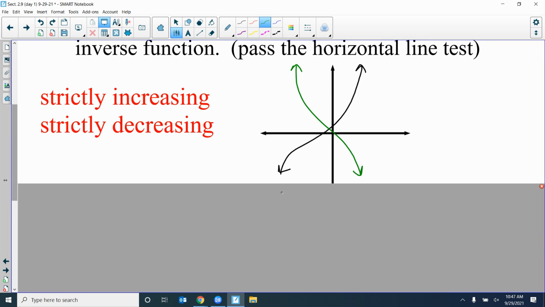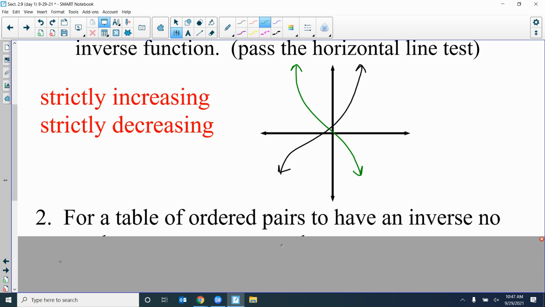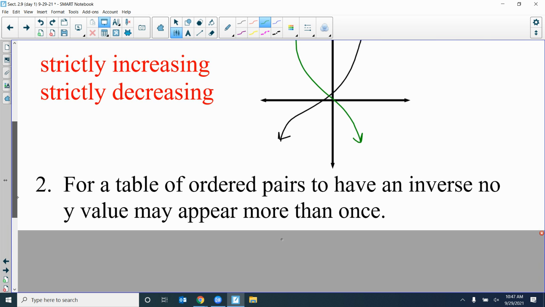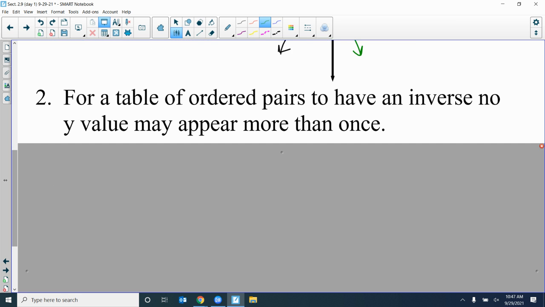All right, what's that second one? Ooh, this is a good one. We didn't go over this directly. So what do you think about this one? For a table of ordered pairs to have an inverse, no y value must appear twice. Good. Or more than once. Either way you want to word it. I think I got more than once, but no y value may appear twice. And if it does appear twice, that would take care of that.